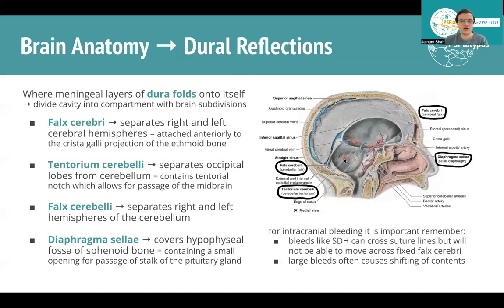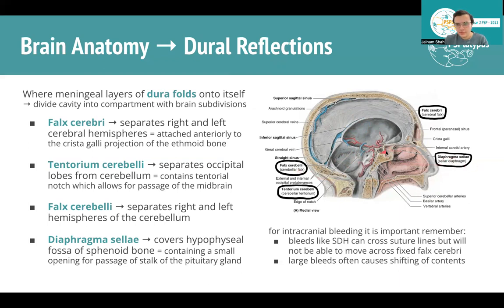So obviously you don't want to cut off cerebrum from cerebellum. There needs to be some sort of passage for things to go through. You also got the falx cerebelli. So essentially this is the exact same thing as the falx cerebri, as the name suggests, but instead of separating the cerebral hemispheres, it separates the hemispheres of the cerebellum. Very simple. And then you've got the diaphragm sellae.